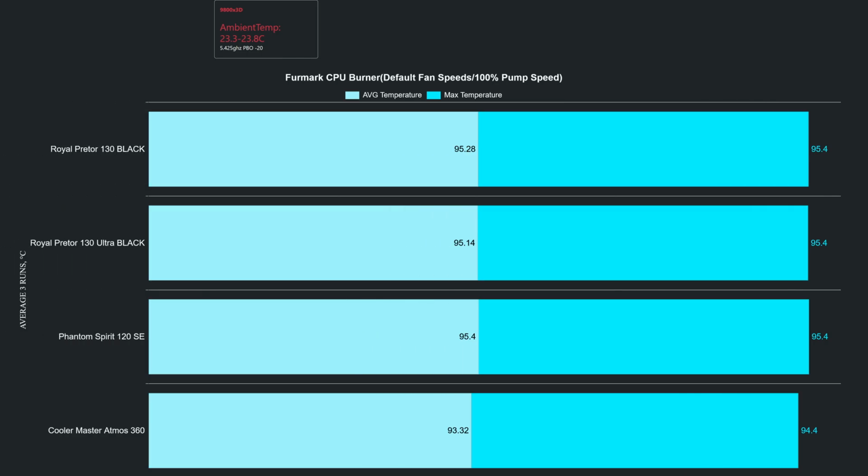And here is the chart with the temperature for all coolers added and averaged from 3 runs. There is minimal difference between these 3 air coolers, and that is because we are hitting the thermal limit and the CPU is lowering the clock speed a bit.